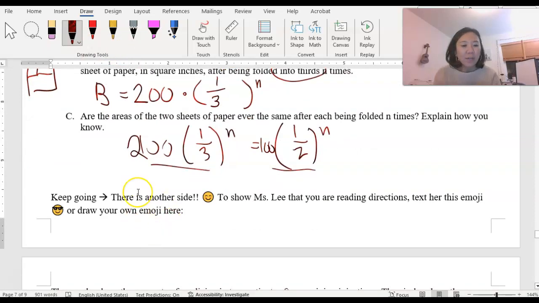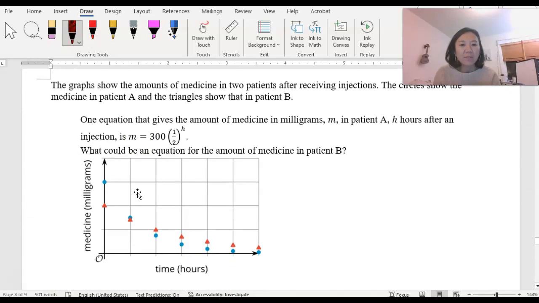So if we look at these graphs, this is medicines in 2 patients. So we have a circle medication and a triangle medication. So patient A is the circle, patient B is the triangle. One equation that gives the amount of medicine in milligrams in patient A is this equation here. So patient A is the circles. So this is patient A. That means they're starting at 300 here.